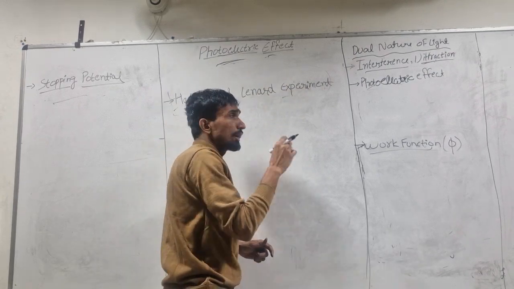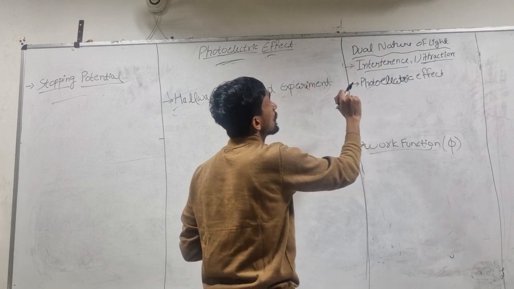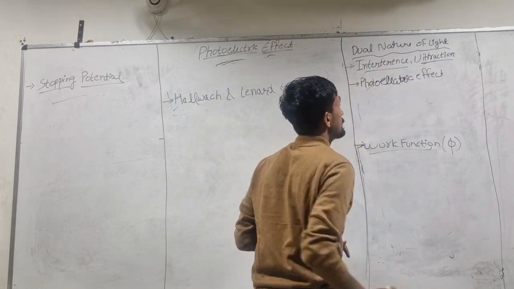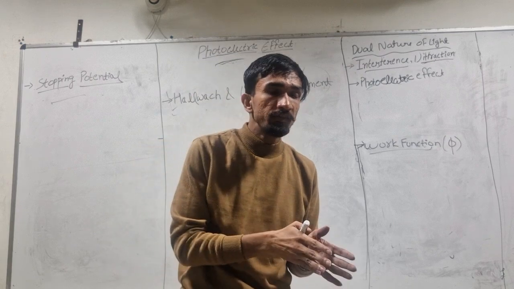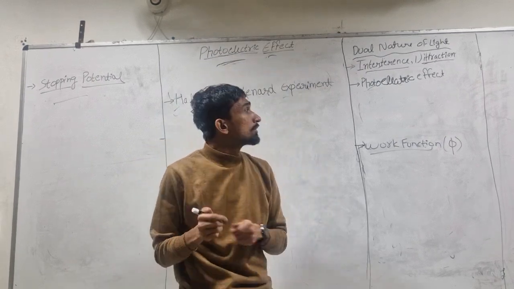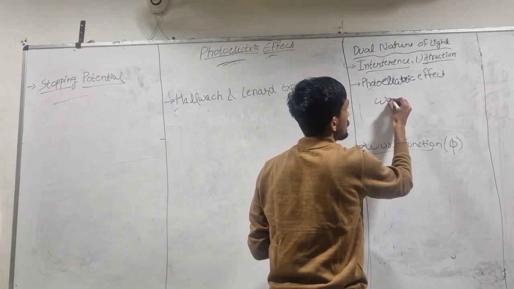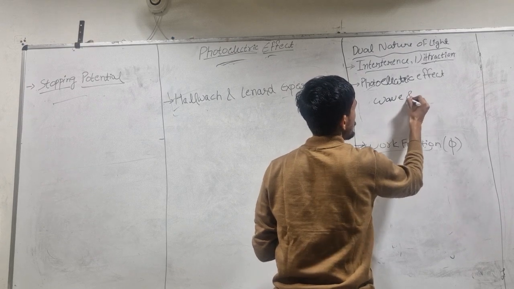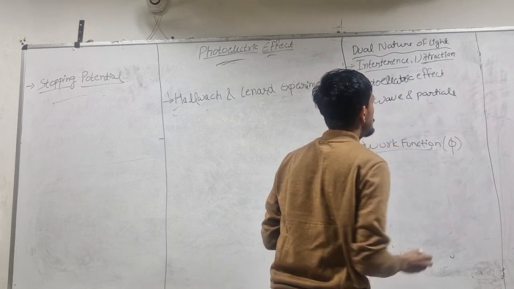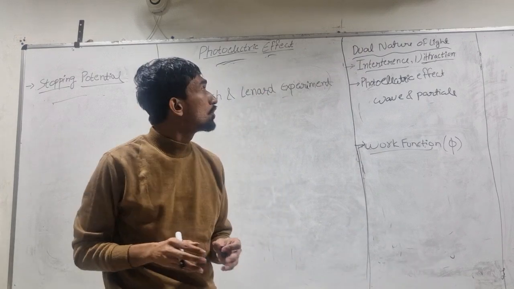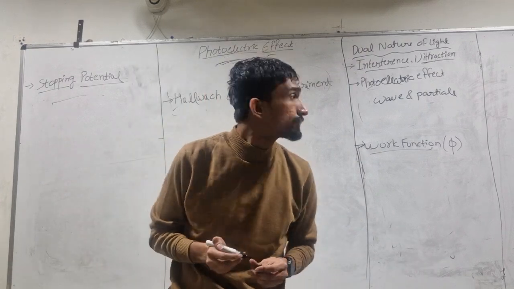We can start. So what is the dual nature of light? Light behaves both as wave and particle. This behavior of light is called dual nature of light.